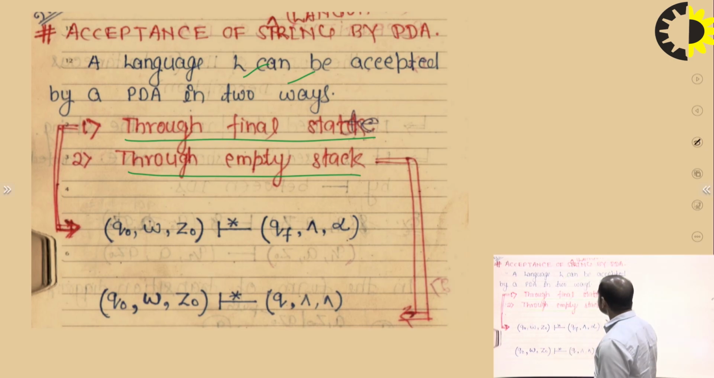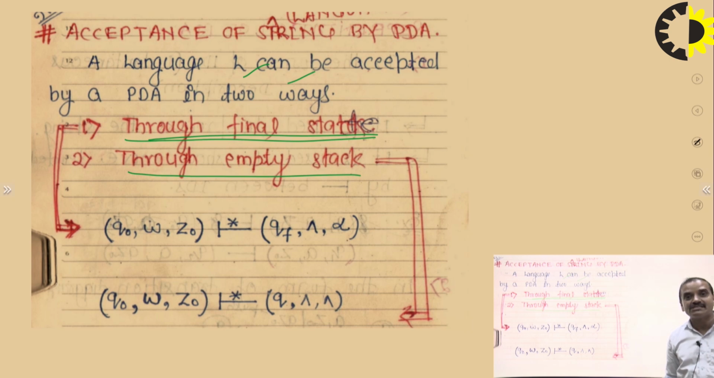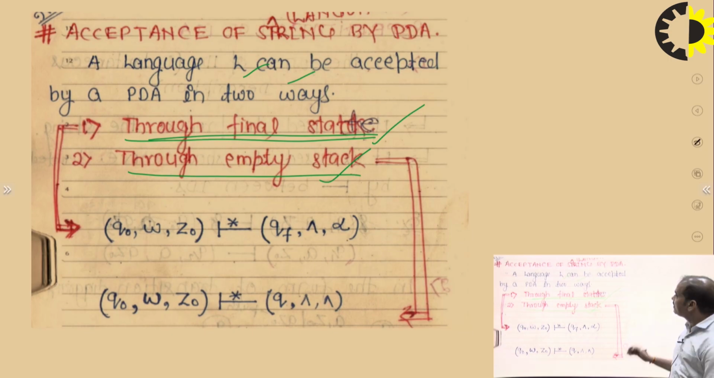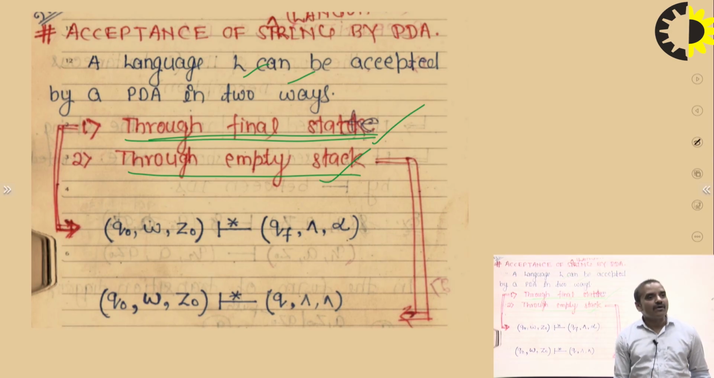The first one is through final state. After processing the whole string, if we reach a final state and the string is exhausted, then we say the string is accepted. And the next one is through empty stack. After processing the whole string, if we reach a non-final state, then the string is said to be not accepted.